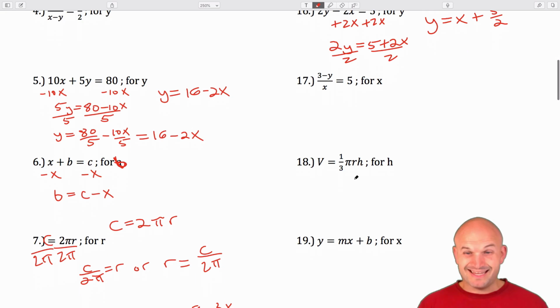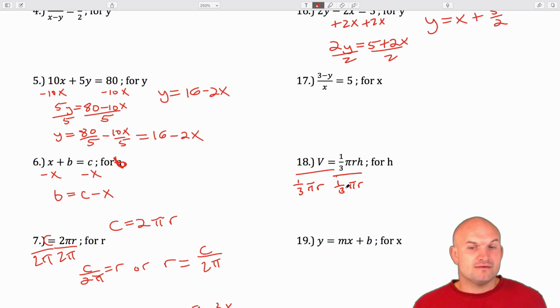Let's do this one. I like this one because basically we need to divide out where this h here is being multiplied by an r. It's being multiplied by pi, as well as being multiplied by 1/3. So therefore, we need to divide by 1/3 pi r. That's everything that's being multiplied by h. So 1/3 pi and r. Now again, dividing by 1/3 is the same thing as multiplying by the reciprocal. So the reciprocal of 1/3 is going to be multiplying by 3.